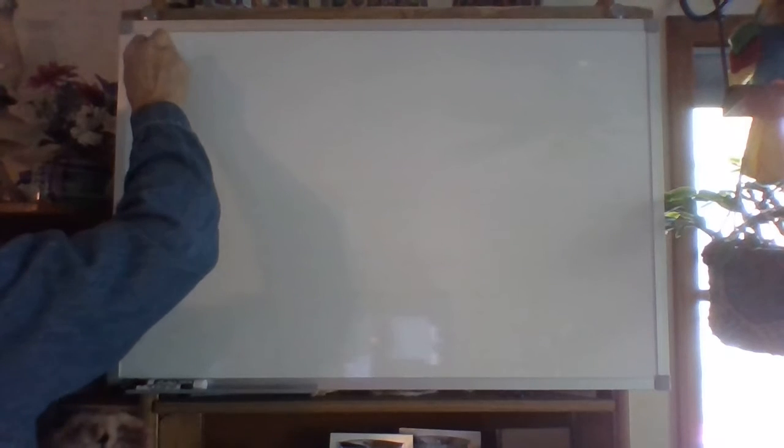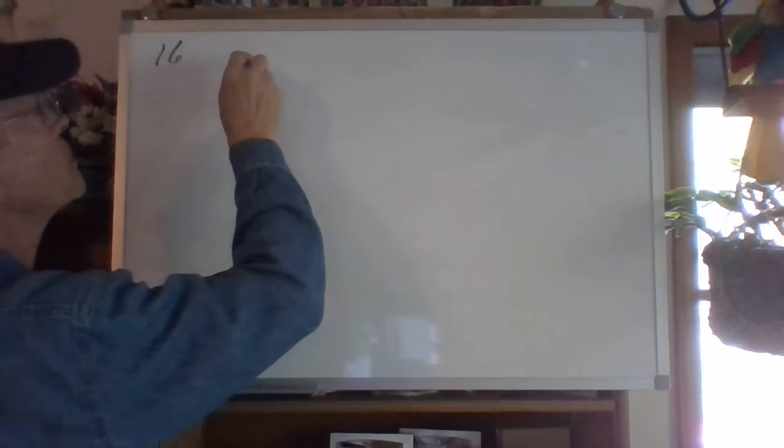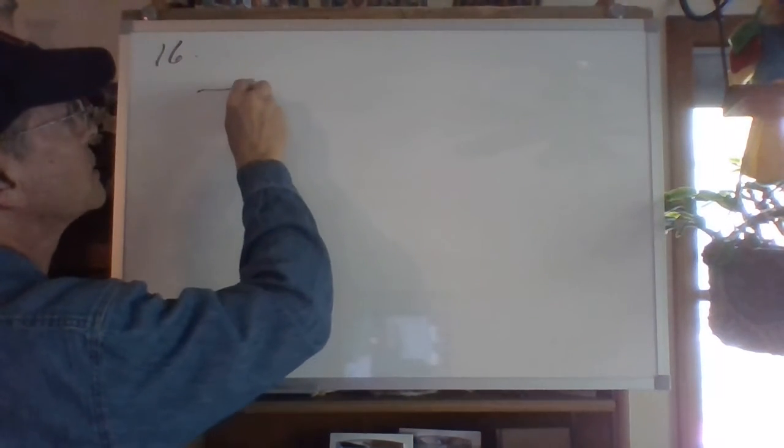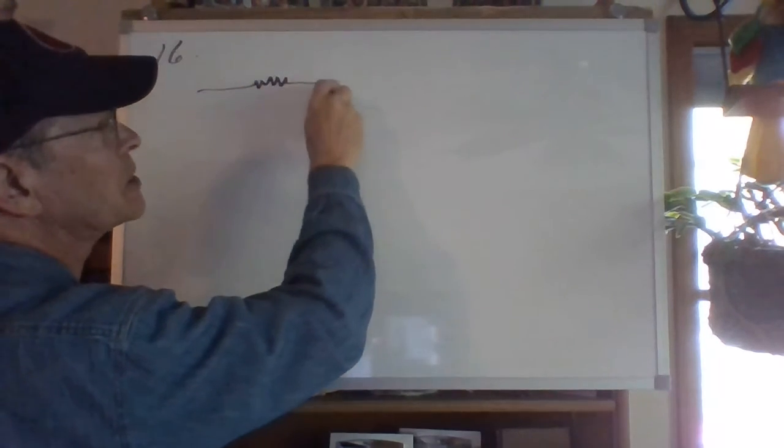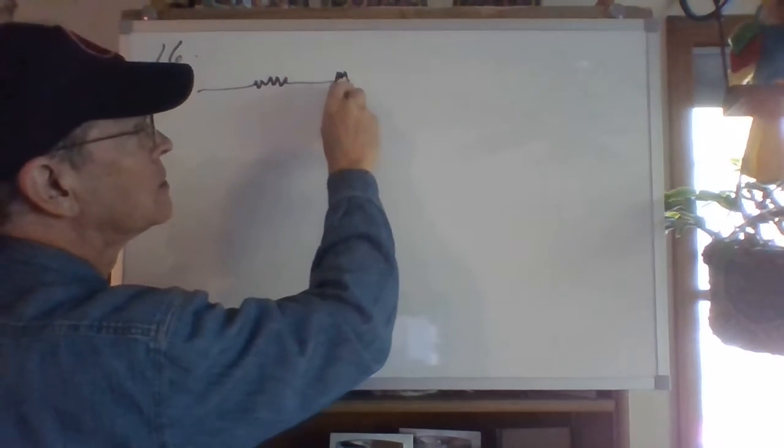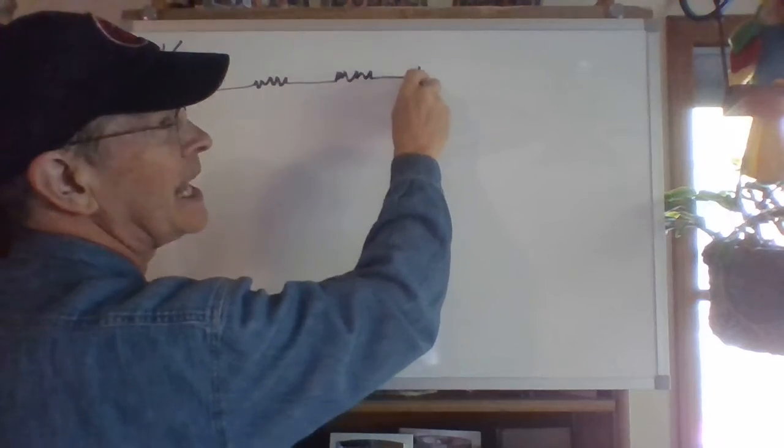And 16, draw 3 resistors in series. Oh, 3 resistors in series. Well, let's do that. In series, that means one after the other, right? Squiggly lines.